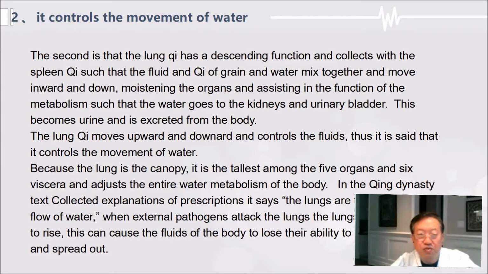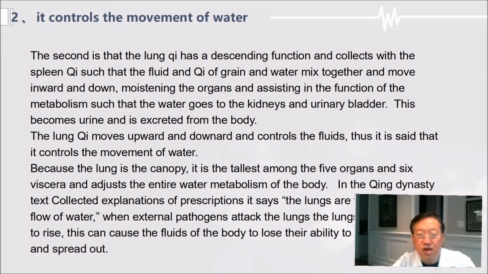Second is that the lung qi has a descending function and collects with the spleen qi, such that the fluid and qi of grain and water mix together and move inward and down, moistening the organs and assisting in the function of the metabolism, such that the water goes to the kidneys and urinary bladder. This becomes urine as excreted from the body. The lung qi moves upward and downward and controls the fluids. Thus it's said that it controls the movement of water.